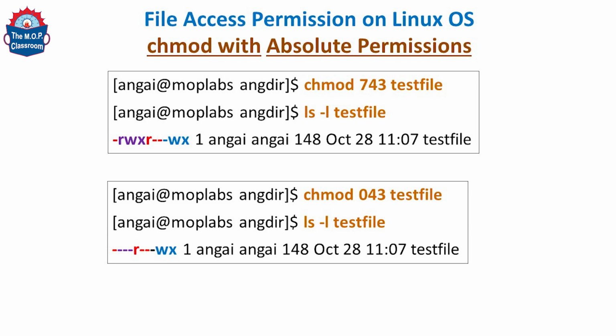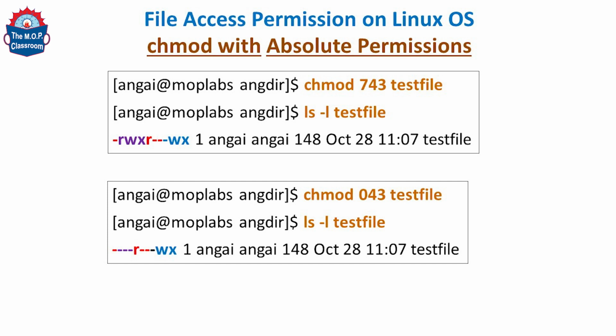What does 7 represent? 7 represents read permission, write permission and execute permission. That permission is associated with the first group. What is the first one? User, followed by group, followed by others. So, 7 goes for user, 4 goes for group and 3 goes for others.